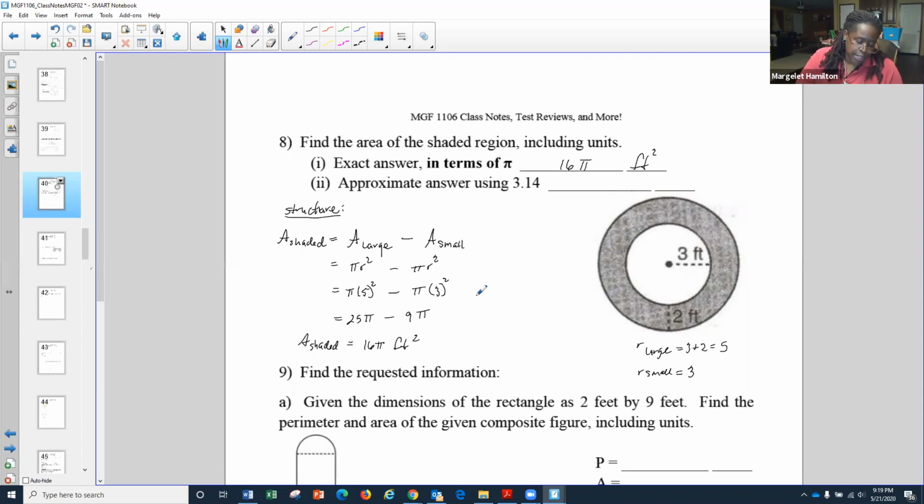So here we are, we get 16, then times 3.14, and that gives us, you'll see this in the homework, the little squiggly equal sign, that means approximately 50.24 feet squared. All right, so we get 50.24 feet squared.